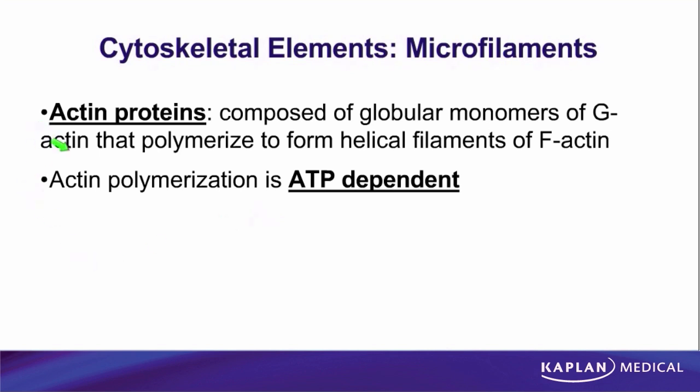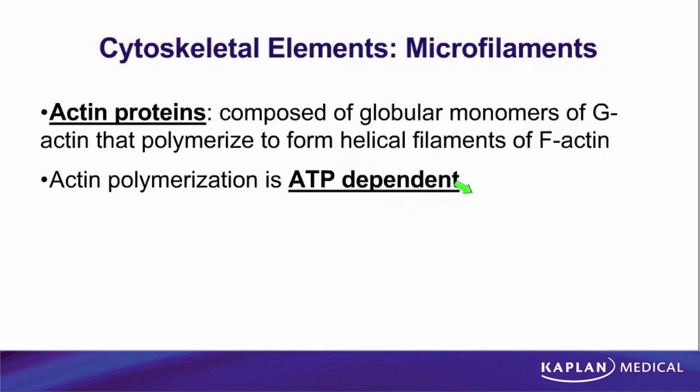Microfilaments, regardless of what cell type you find them in, are made of actin proteins. Actin that has polymerized into filaments. Now, actin, before it polymerizes, is globular, so it's called G-actin. And when G-actin molecules polymerize to form filaments, we then call it F-actin. That's how we form microfilaments, by the polymerization of G-actin into F-actin. This is an ongoing process that is energy dependent, so it's ATP dependent.